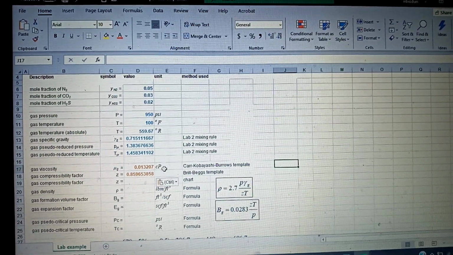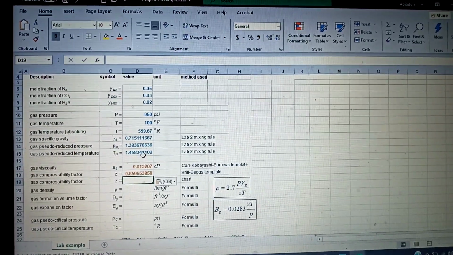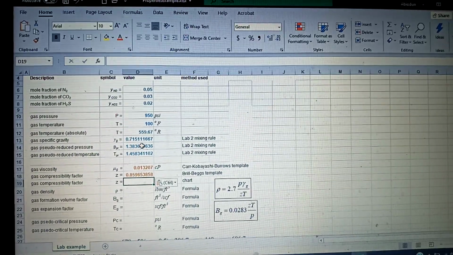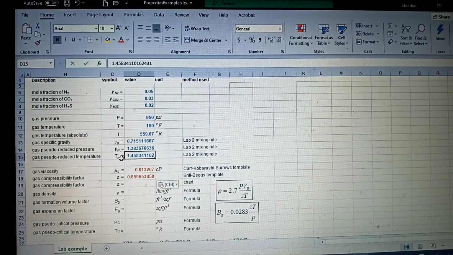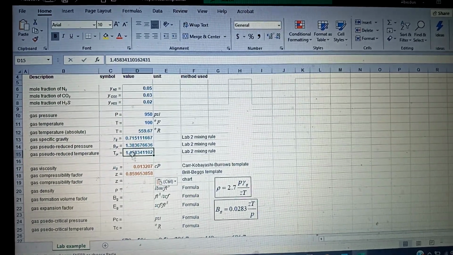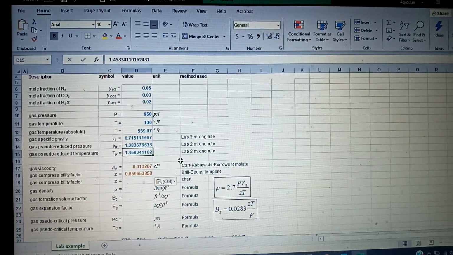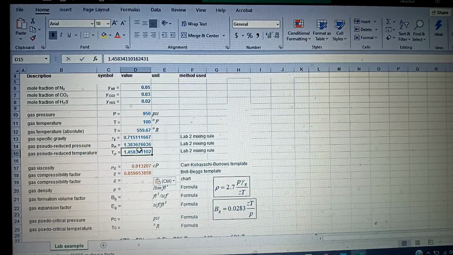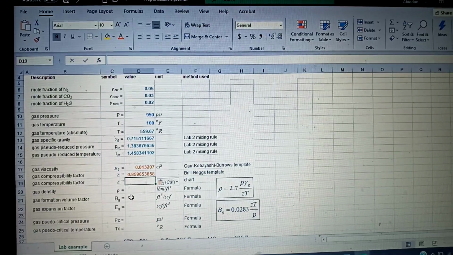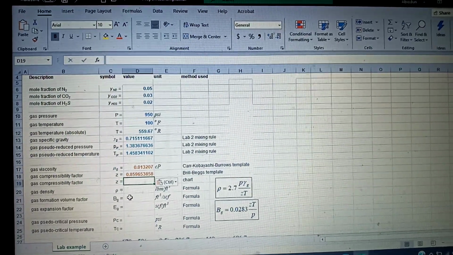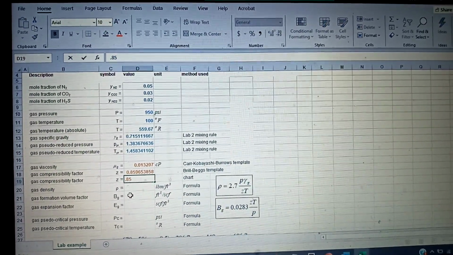Now, for the chart, I already demonstrated that in your note. What you need is the reduced pressure and the reduced temperature. So I'm going to approximate this to 1.4 and this is 1.45. And I already demonstrated that. Check your note how I got the Z factor from that chart. So I think we got 0.85. So I'm going to put 0.85 there.